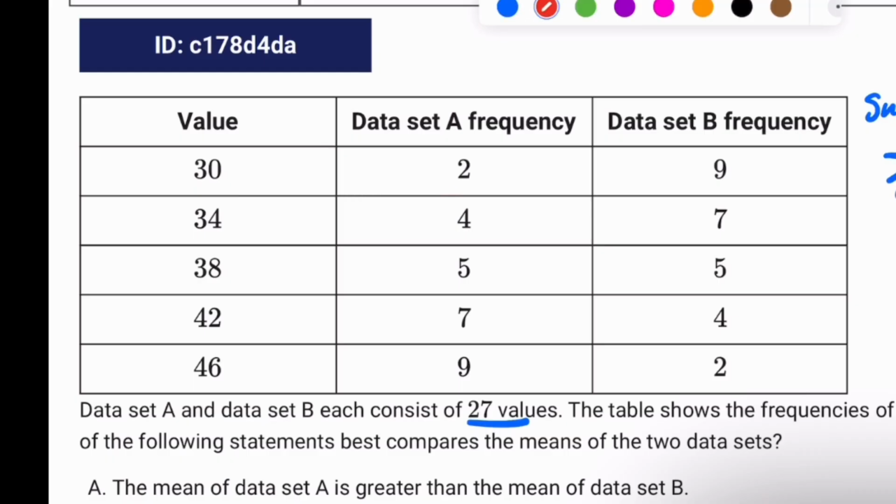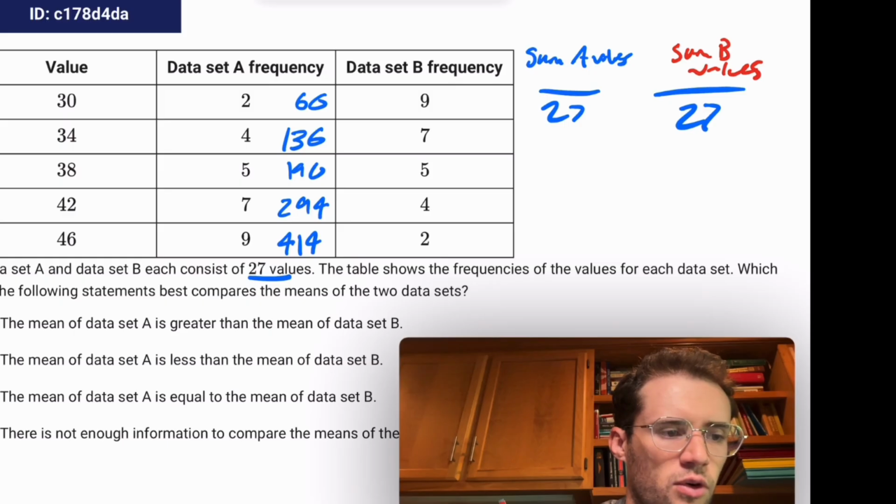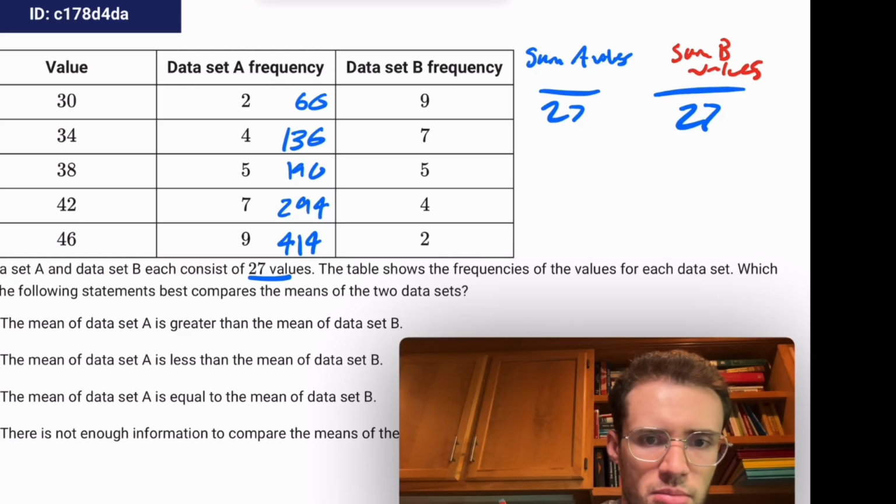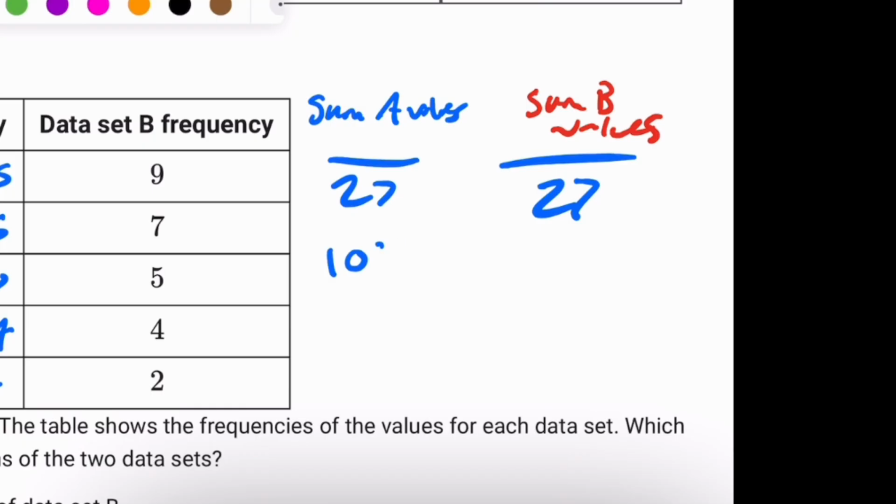Sum of A values: 30 times 2 gives us 60. 34 times 4 would give us 136. 38 times 5 would give us 190. 42 times 7 is 294. And then 46 times 9, 414. So now we just add up all of these values. So 414 plus 294 plus 190 plus 136 plus 60 gives us 1,094.